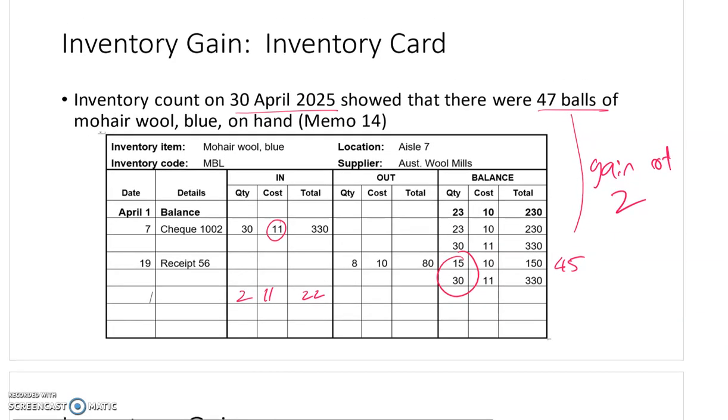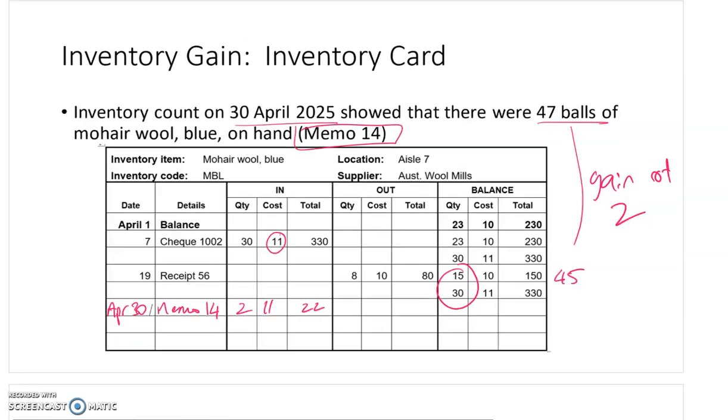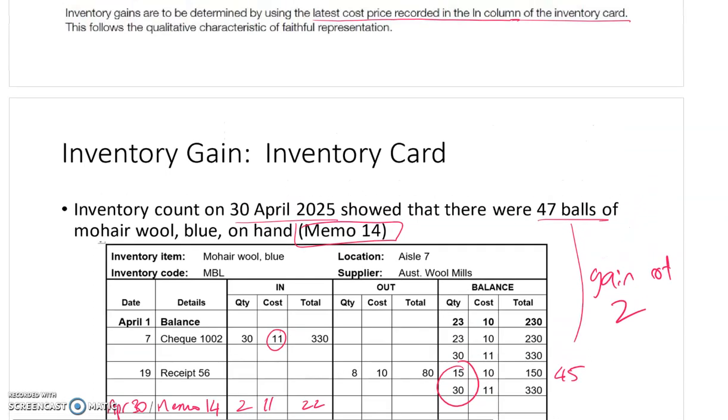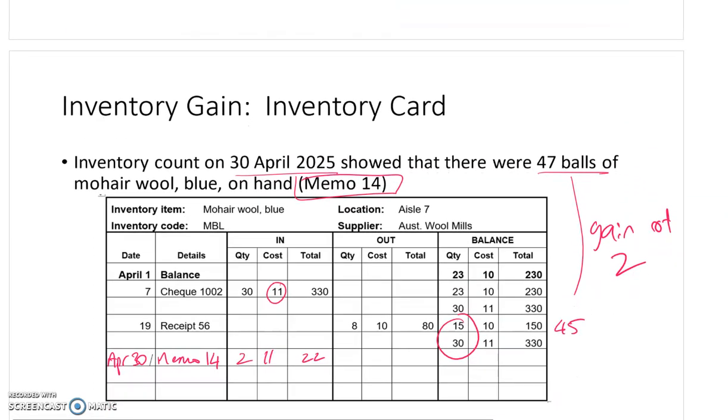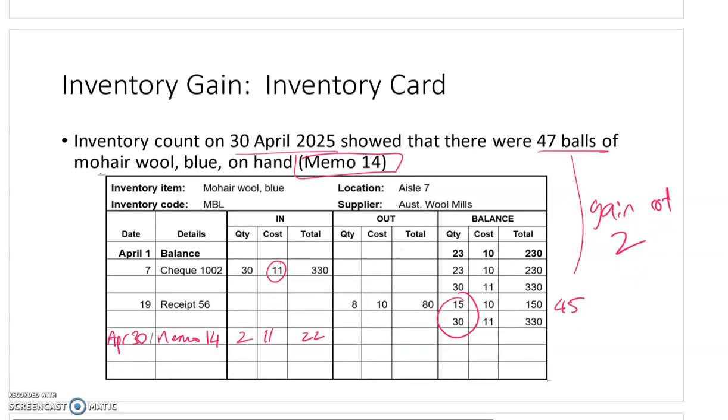Now to record this, we need to fill in all the details. So the date, April 30th, the date of the stock take, or the inventory count. The source document, memo 14. So we have an inventory gain, 2 units coming in. We're assuming they've cost $11 because that's the latest cost price recorded in the in column. So we've used this $11, giving us a $22 inventory gain, and our closing balance will look like this.